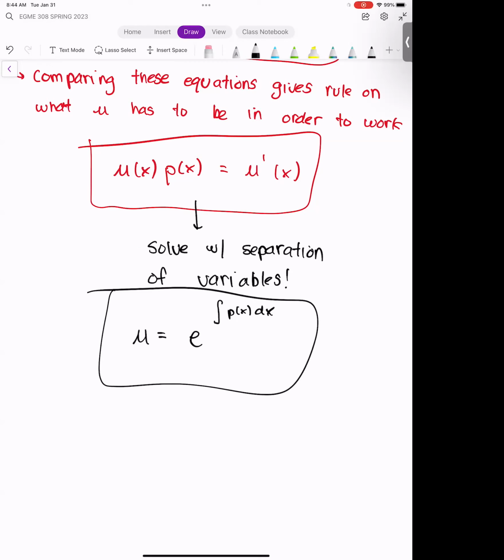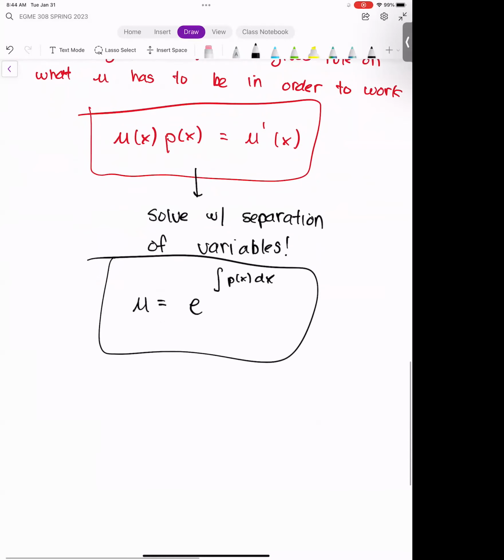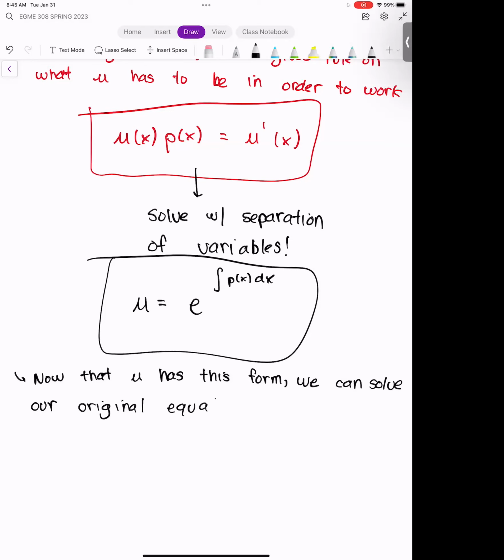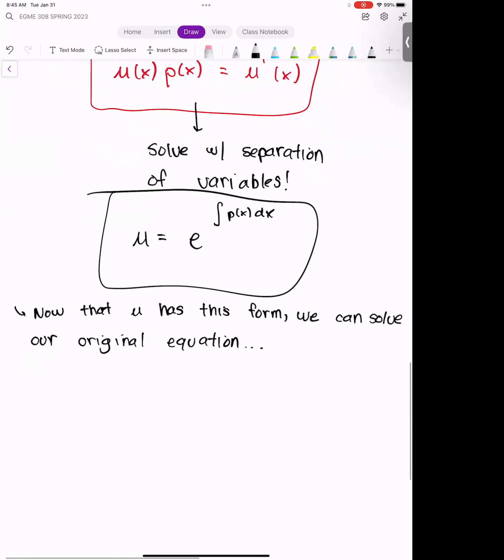Okay. All right. So let's go ahead and plug it in. And so let's go ahead and solve our equation now. And so now that mu has this form, we can solve our original equation.